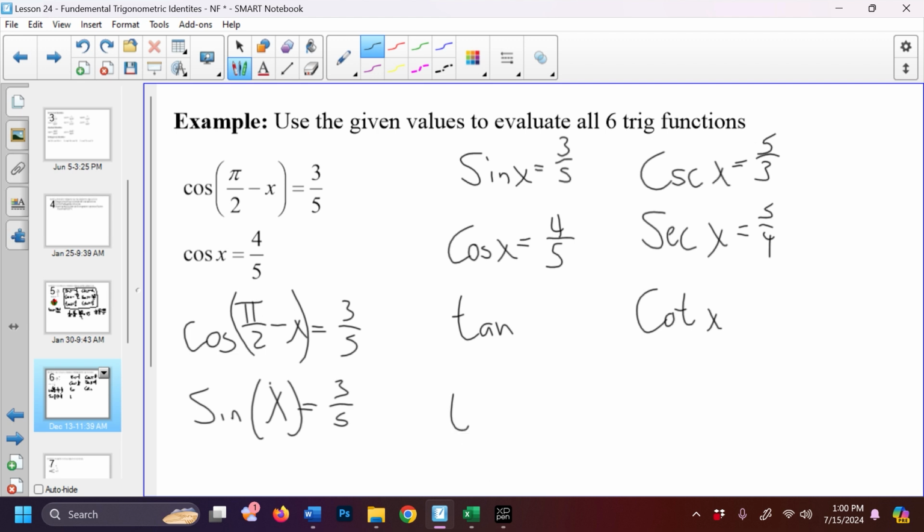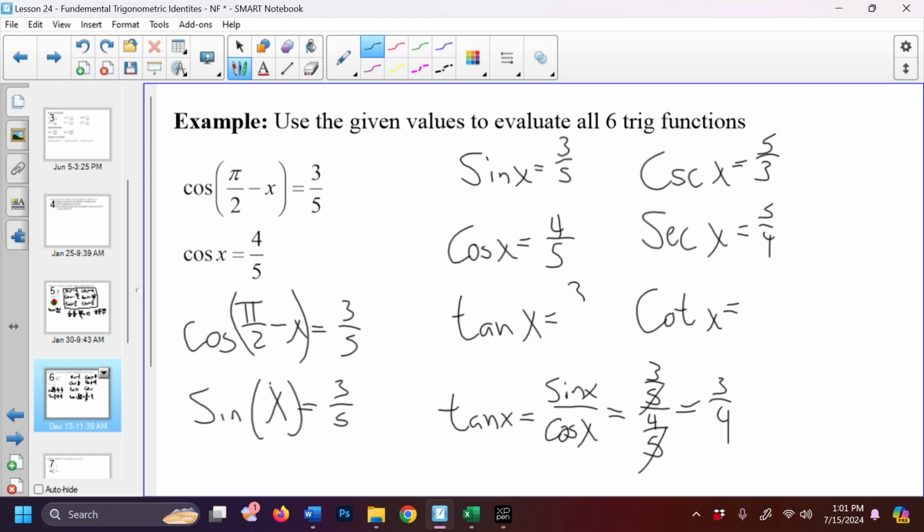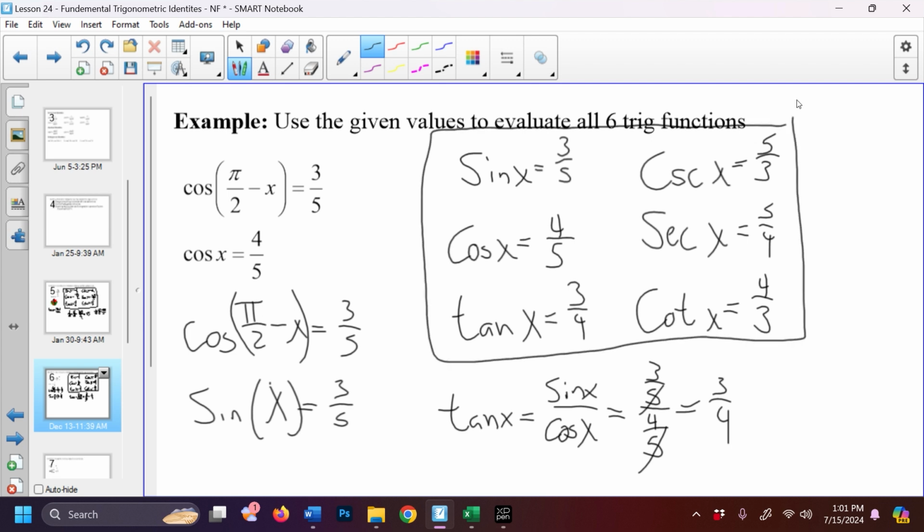And remember, tangent is sine x over cosine x. And since the sine of x is 3 over 5 and the cosine of x is 4 over 5, these 5's will cancel, leaving me with 3 over 4. And I need an x here, so 3 over 4. And then the cotangent is just the reciprocal of that, so 4 over 3. And I have all of my solutions right there.